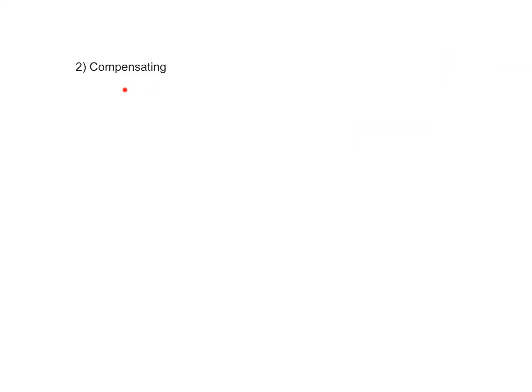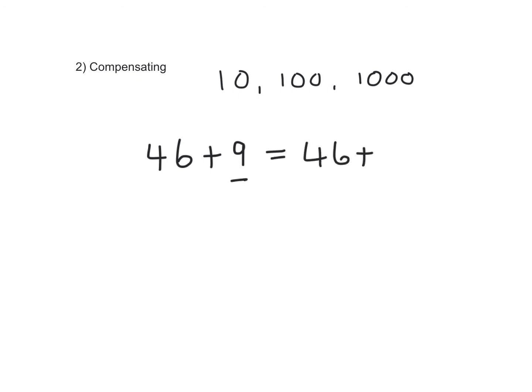The next strategy is called compensating. Now, compensating is where you make up amounts to the values of 10 or 100 or 1,000 and so on. Okay, so we'll give an example. So if I had 46 plus 9, I would work that out as 46 plus, if I wasn't sure what that was, that would be a 10 minus 1. So 46 plus 10 would be 56, take away 1, giving me 55 as my answer.